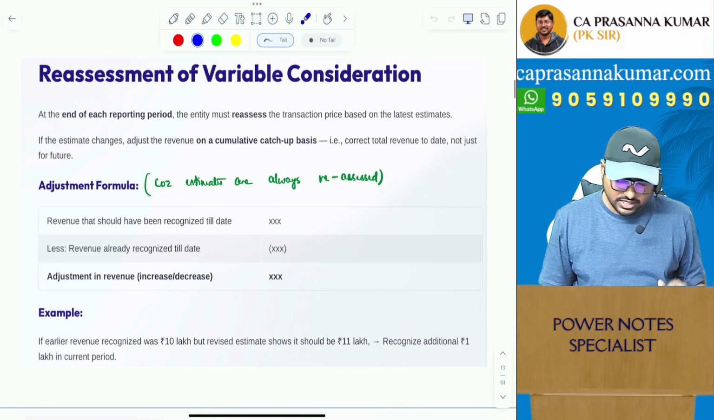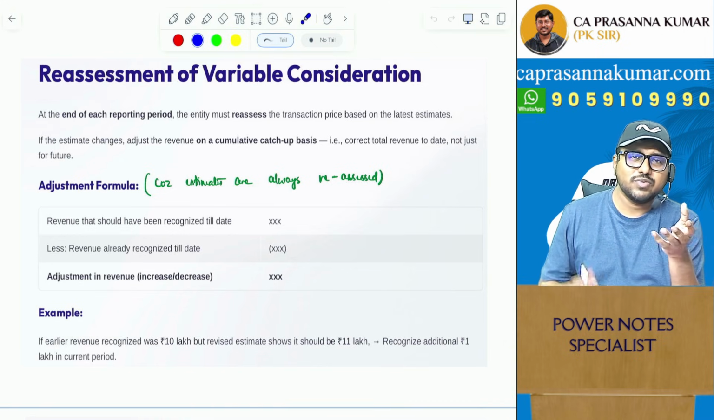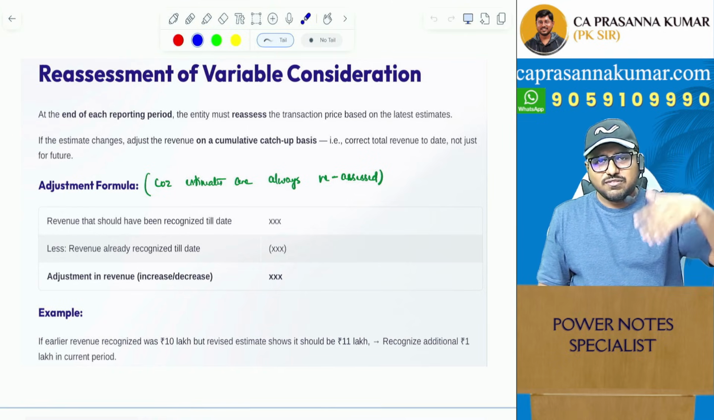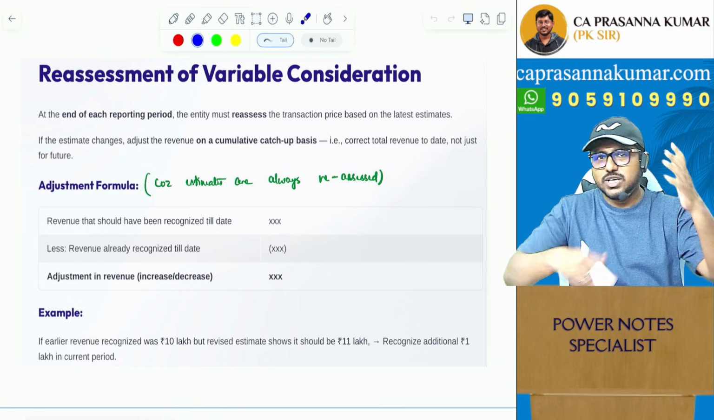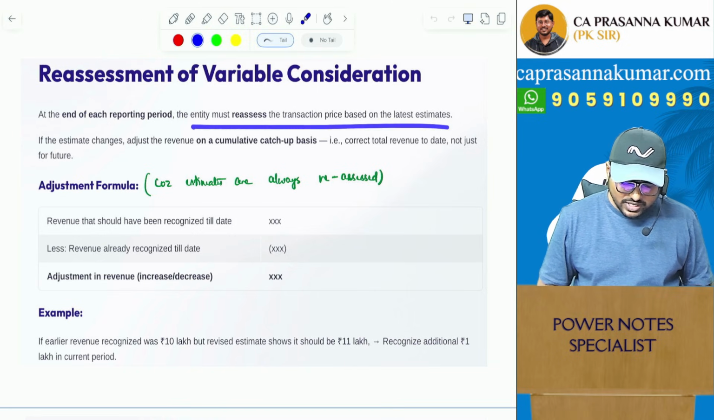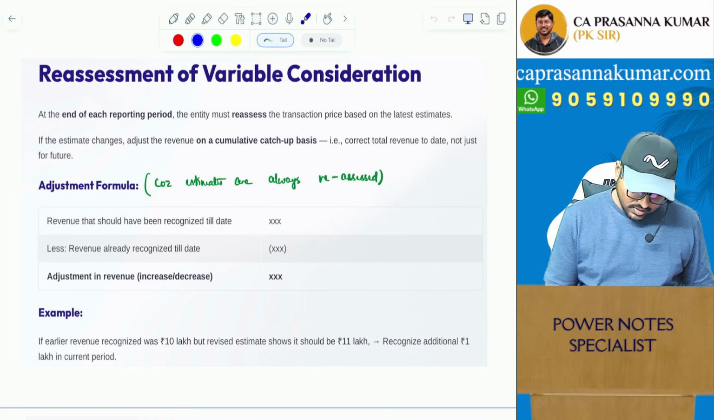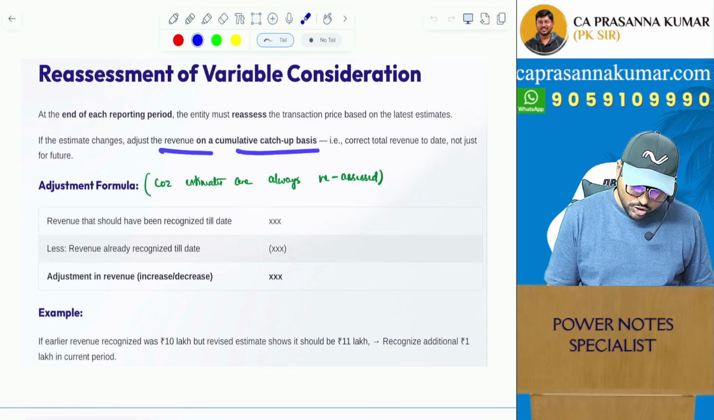Got it? Next concept: reassessment of variable consideration. This is a very simple concept, Nana, because variable consideration is always uncertain. Initially, you did one assessment. After the year end also, you have to do one more assessment, na? Because it will keep on shifting as the probability will change. At the end of each reporting period, the entity must reassess the transaction terms based on the latest estimates. Look at this, Nana. If the estimates change, adjust the revenue on a cumulative catch-up basis.